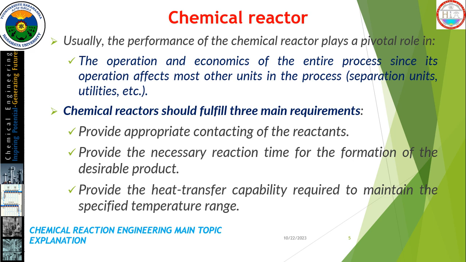Chemical reactors should fulfill three main requirements. The first one is that it should provide appropriate contacting of the reactants. The reactants should be contacted or mixed at an appropriate rate. The second one is that it should provide the necessary reaction time for the formation of the desired product. The reaction time is important to increase the rate of the chemical kinetics.